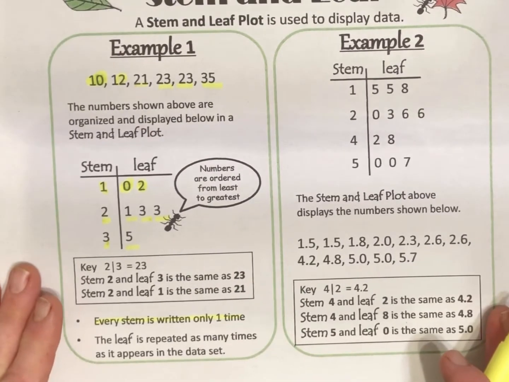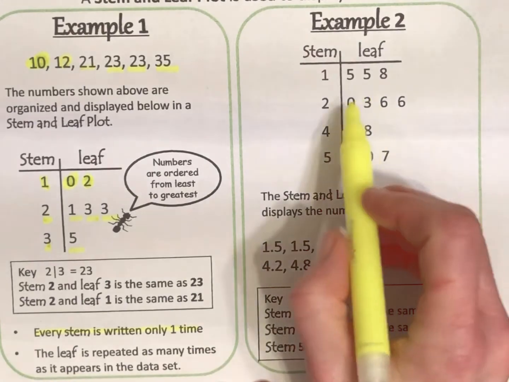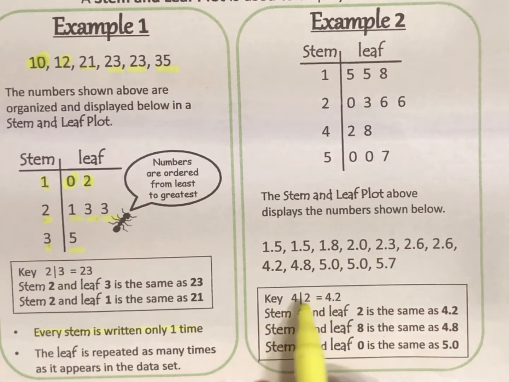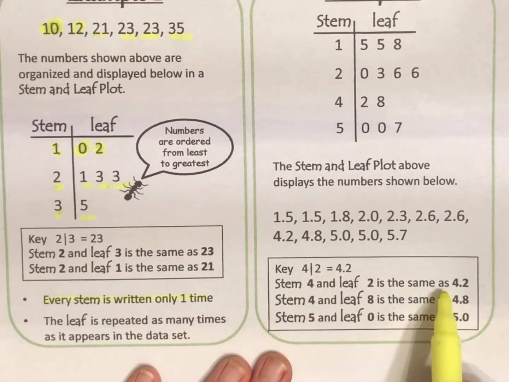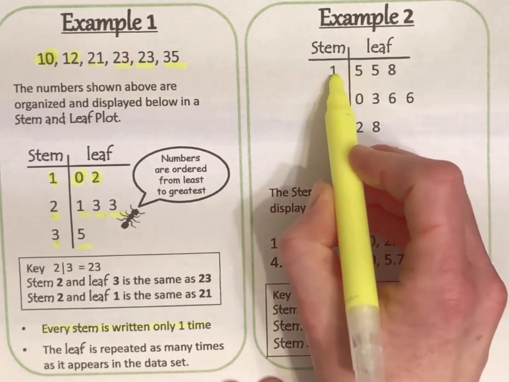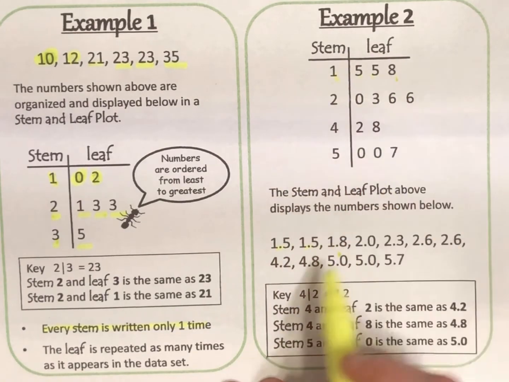Now on to example 2, which is a little different. Instead of being two-digit numbers, these are decimal numbers. These numbers up here are shown below. Look at the key and it explains it. A stem of 4 and a leaf of 2 is the same as 4.2. The two 1.5s are written with a stem of 1 and a leaf of 5, and 1.8 is a stem of 1 and a leaf of 8.